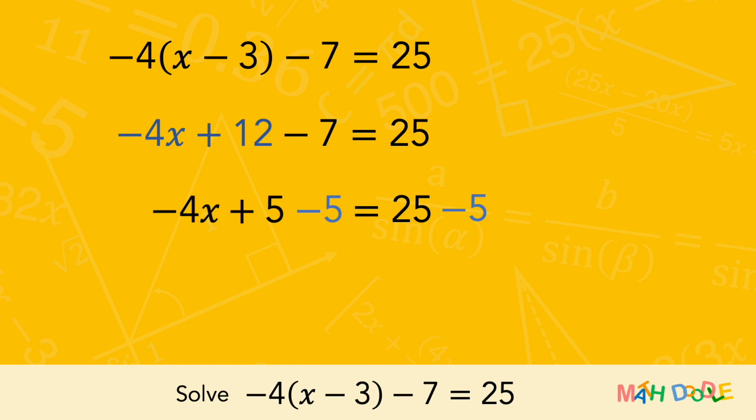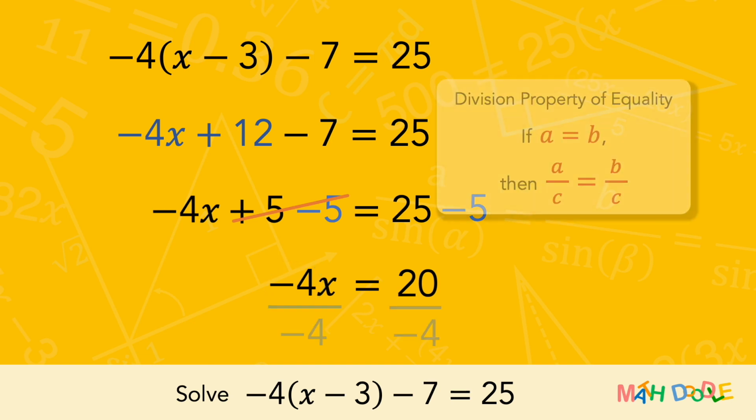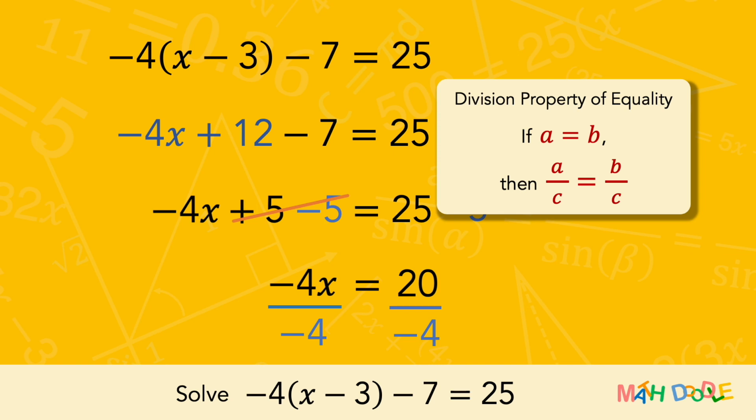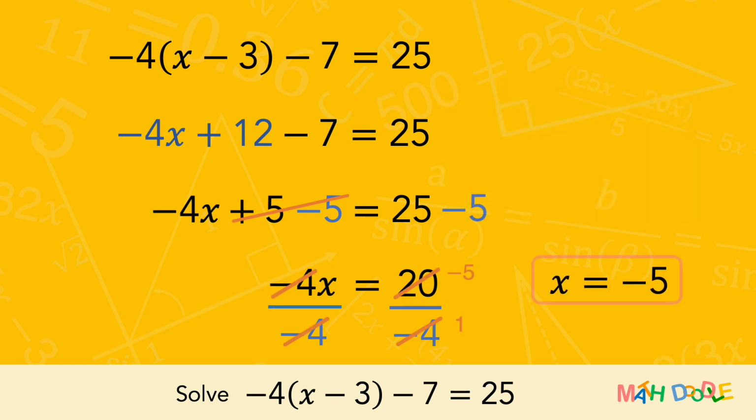After subtracting 5, the left side of the equation is simplified to minus 4x. Then, the right side of the equation is simplified to 20. Now, we are going to eliminate minus 4 in front of x. So, let's divide both sides of the equation by minus 4. So, the answer is x equals minus 5.